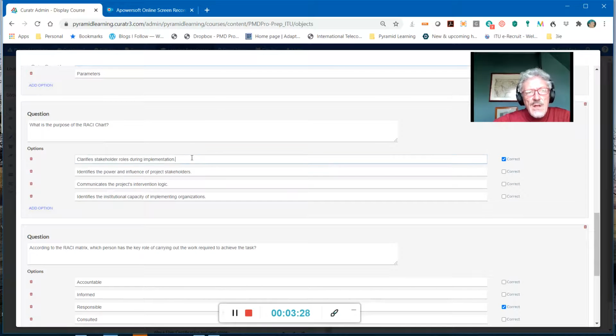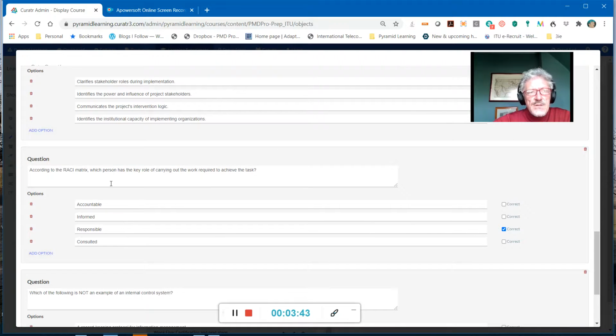And again, looking at stakeholder roles. This is the Venn diagram or some of the other tools. This is the logical framework. And this is a spider diagram, so it's got nothing to do with the RACI. According to the RACI matrix, who is going to actually do the work? This is the person who is responsible.